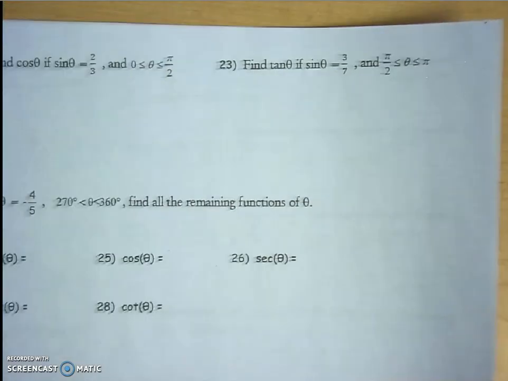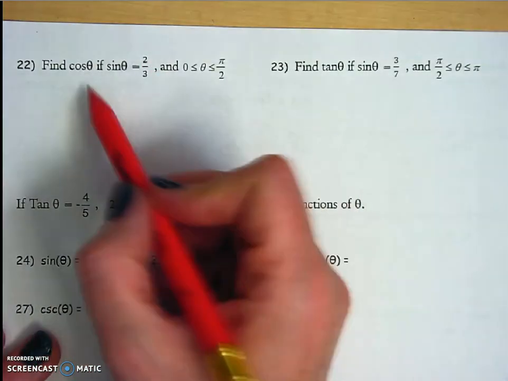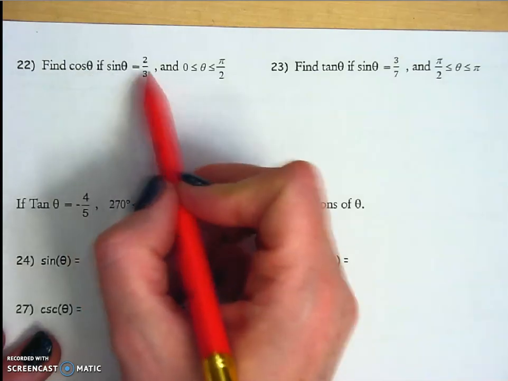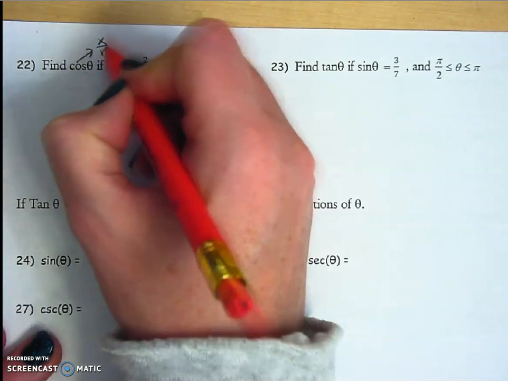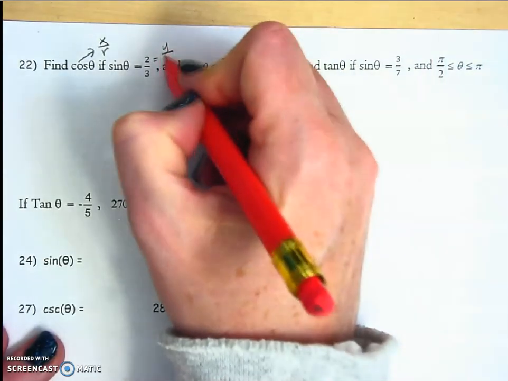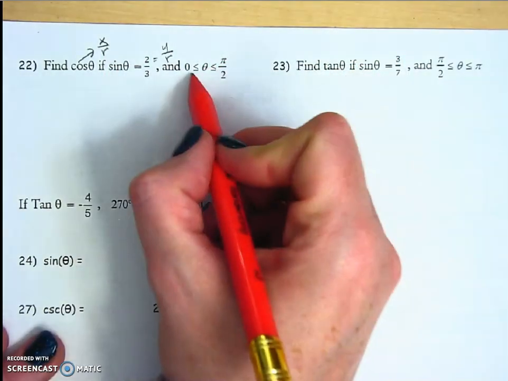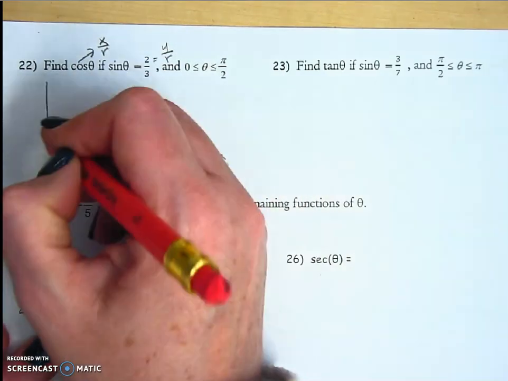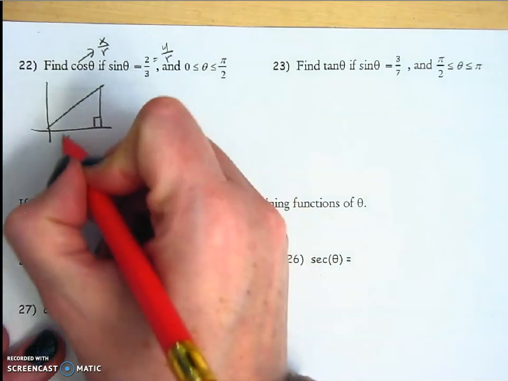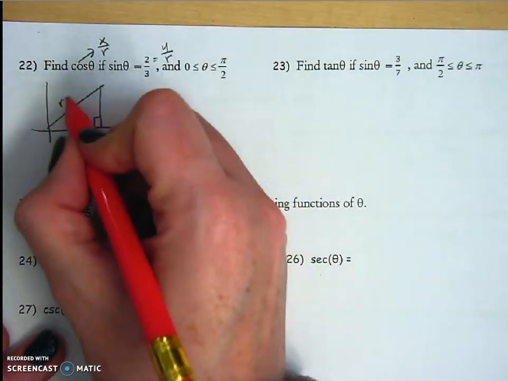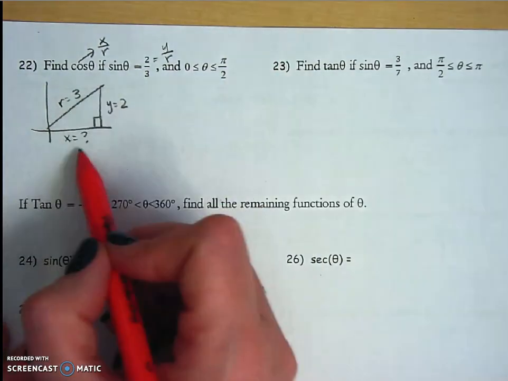On the back, we are trying to find cosine of theta if we know sine theta is 2 over 3. So here's where we're using our trig ratios. Cosine is x over r, sine is y over r, and we have this quadrant restriction on our angle. So this is between 0 and pi over 2, so that's our first quadrant. I'm going to draw my triangle here. X I don't know, r is 3, y is 2. I'm going to use Pythagorean theorem to solve for x.